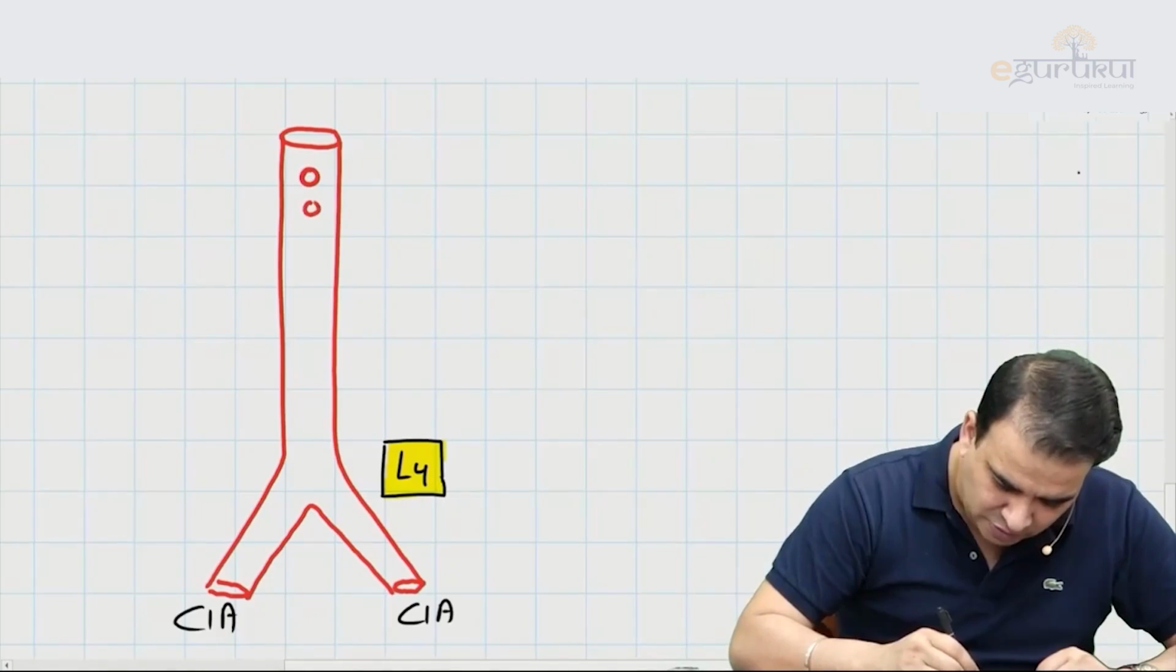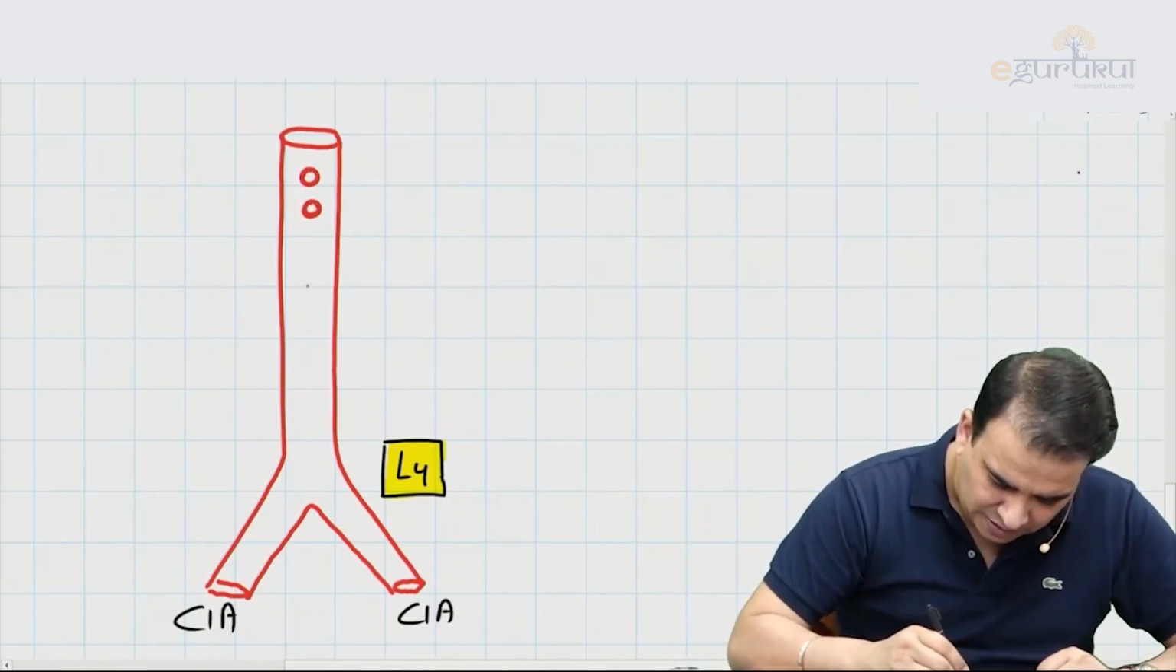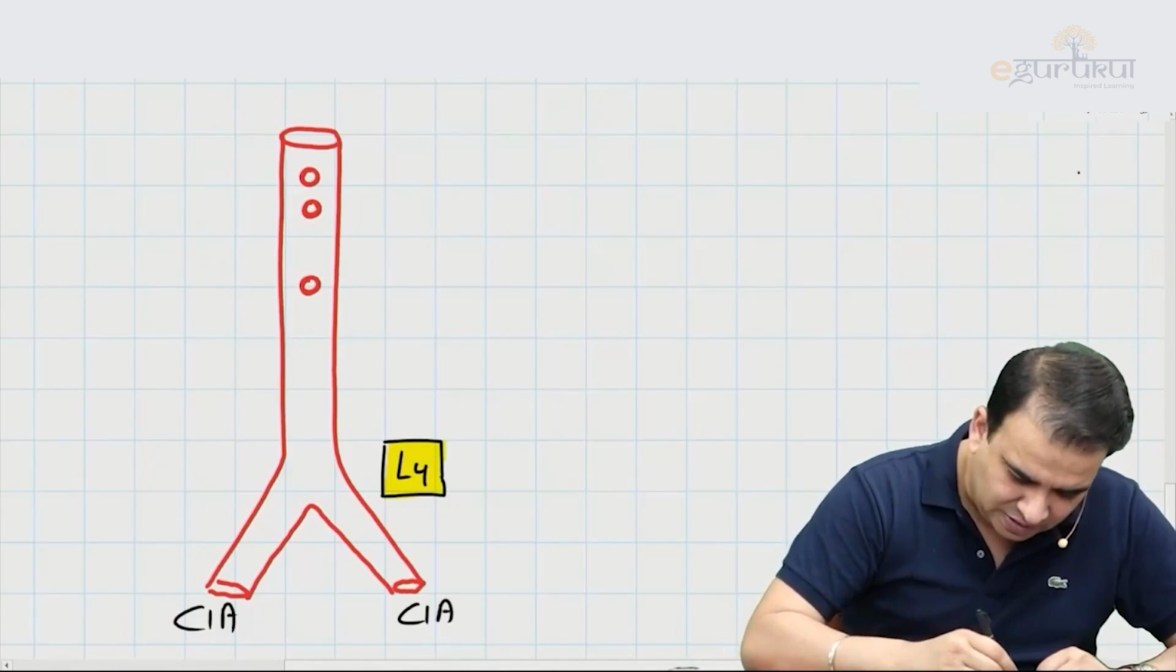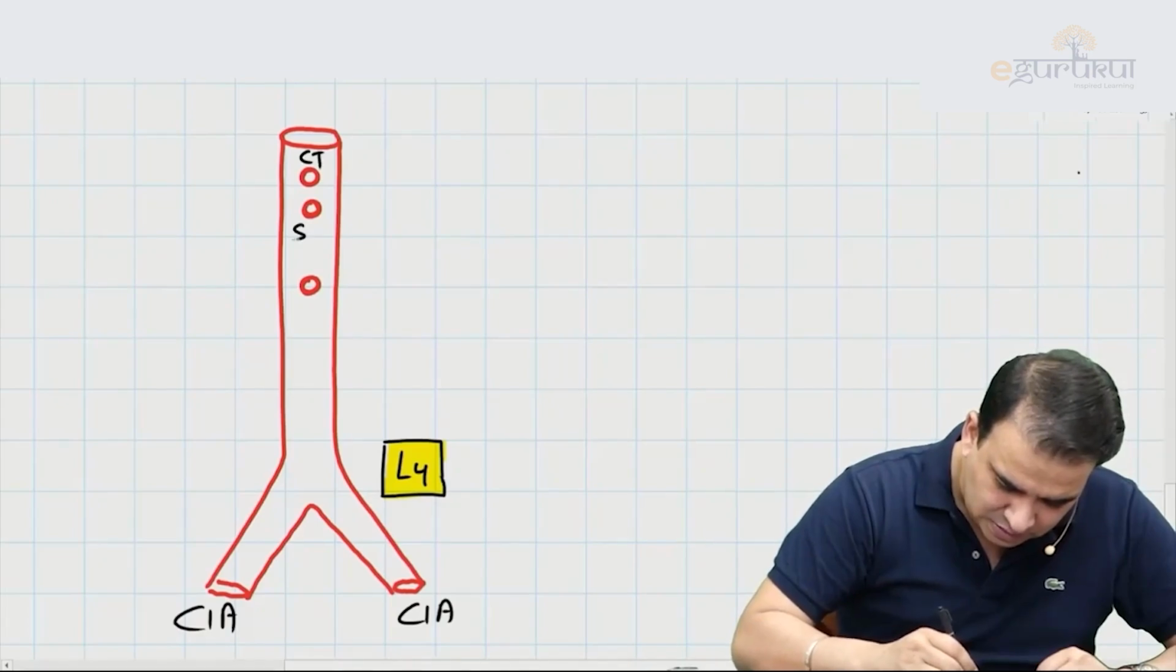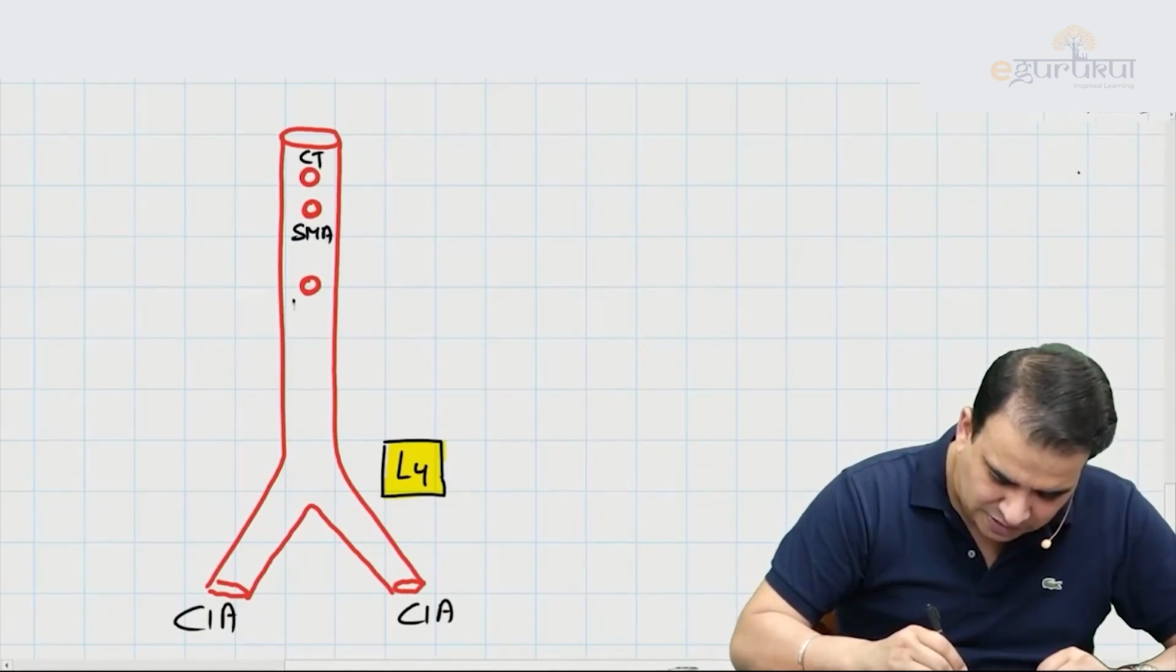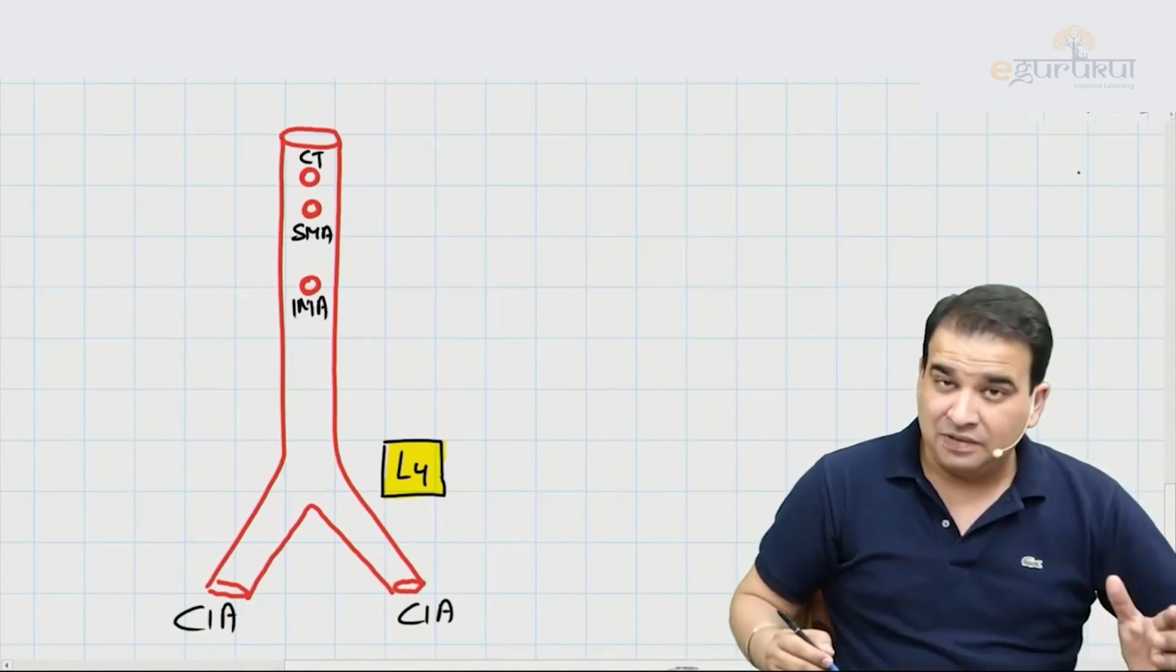Just below the celiac trunk will be the superior mesenteric artery, and then we have the inferior mesenteric artery. Let me write in short here itself: that is celiac trunk, superior mesenteric, and that is inferior mesenteric artery. The level is also important, guys.